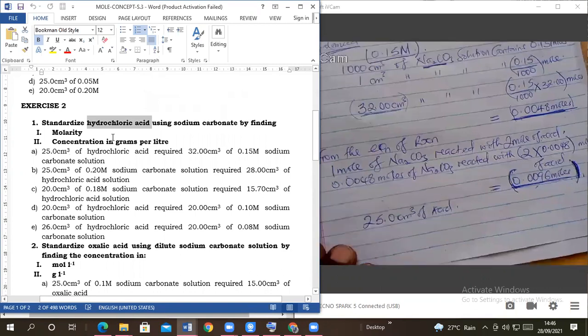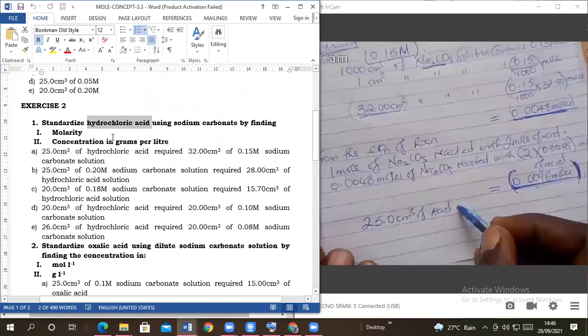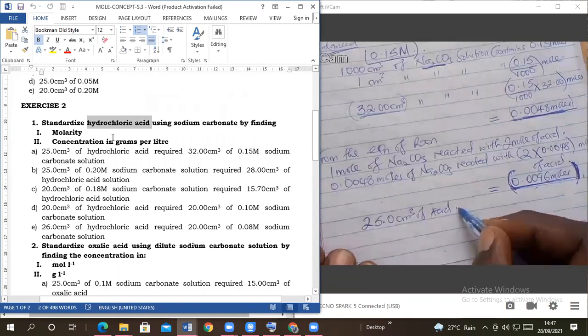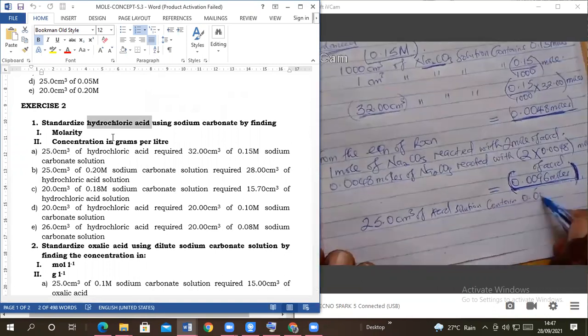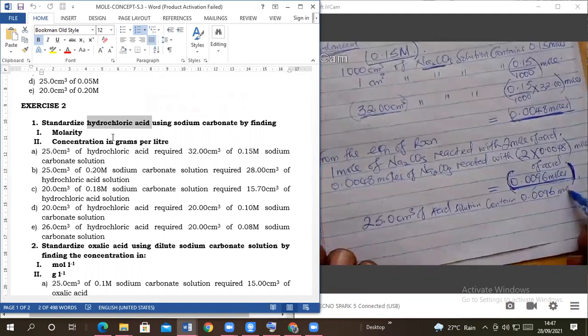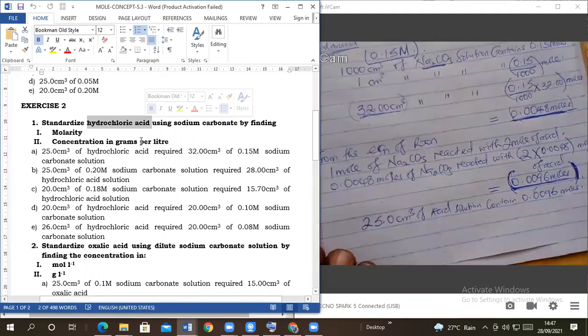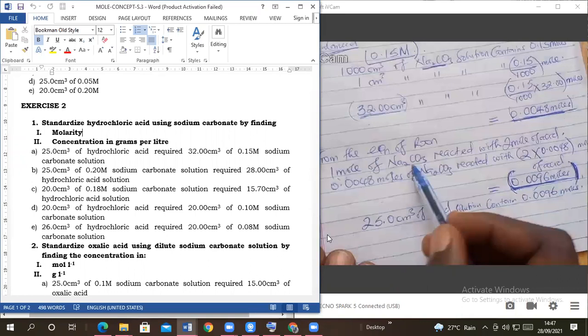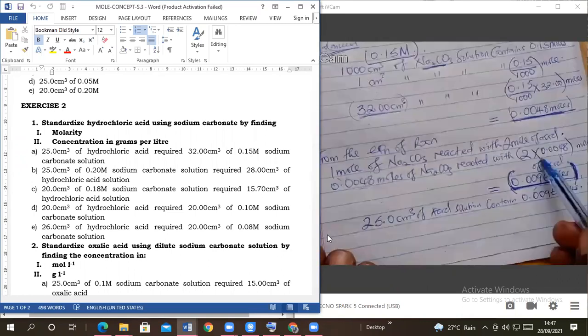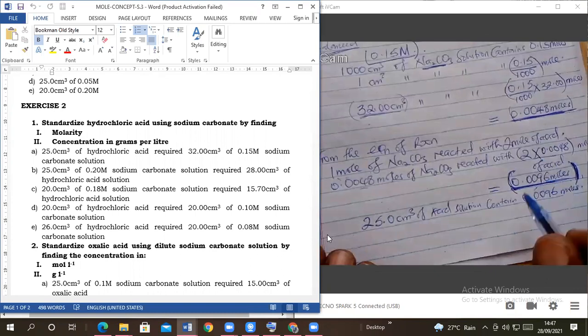So here what you do is 25 cubic centimeters of the acid solution, that was hydrochloric acid solution, contains 0.0096 moles. So if the equation is given and they have said, find the number of moles of the acid that reacted, they are here. From the equation of reaction, 1 mole of this reacted, 2 moles of that. What about these moles? You write them there, then you get the answer. So if they ask for the molarity of the acid, we have to continue from here.